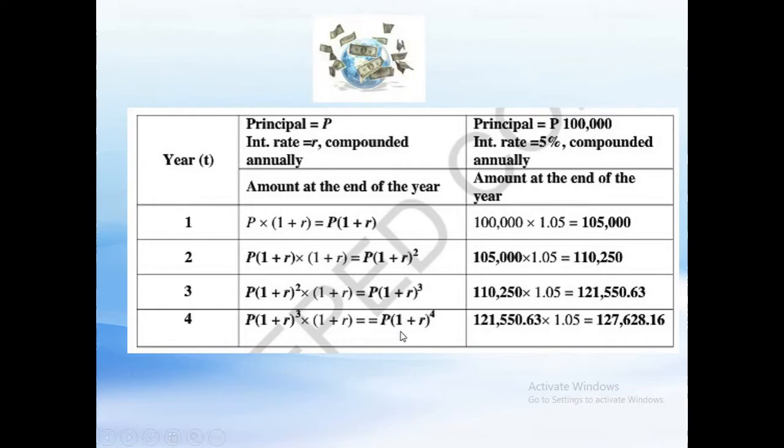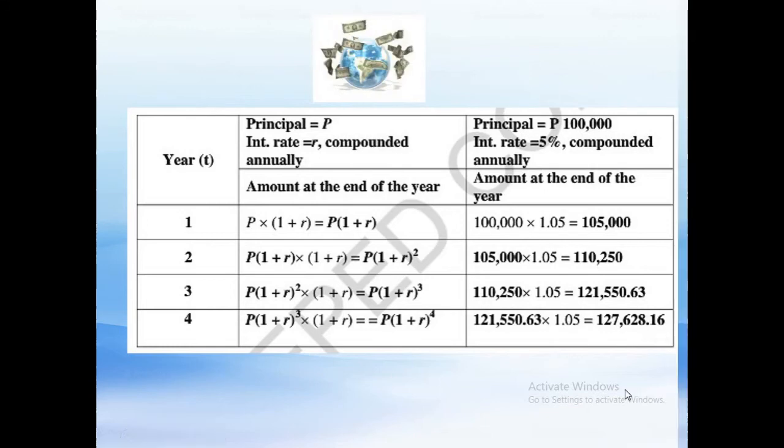On the fourth year, P times 1 plus R cubed multiplied by 1 plus R is equal to P times 1 plus R to the power of 4. So that becomes 121,550.63 multiplied by 1.05 is equal to 127,628.16 pesos.